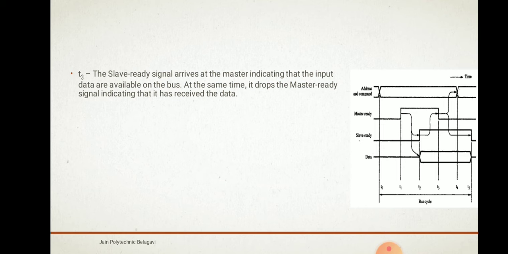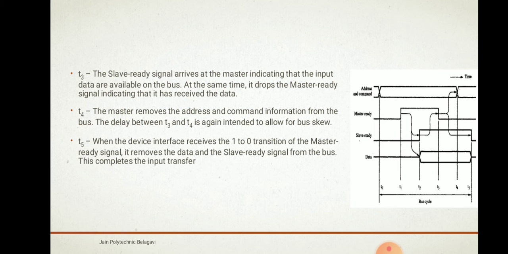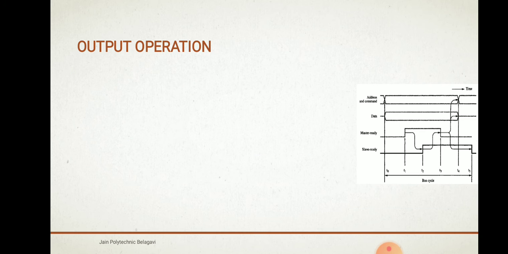At time t3, the master drops the master ready signal, as you can see here, indicating that it has received the data. At time t4, the master removes the address and control lines from the bus. The delay between t3 and t4 is again intended to allow for bus skew. At time t5, the device interface receives the 1 to 0 transition of the master ready signal. Now it removes the data and the slave ready signal from the bus. This completes the input transfer.